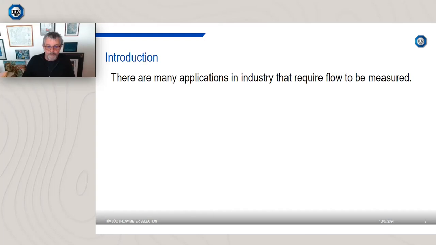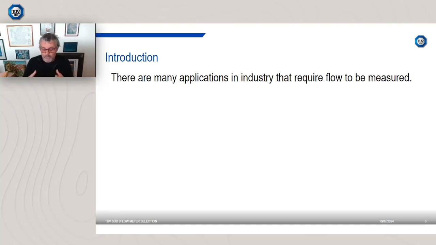So, as an introduction, there are many applications in many industries that require flow to be measured. Now, we commonly think of things like oil and gas or water, or, more contemporary, carbon dioxide and hydrogen as examples, ammonia, fuel measurements. But there's also other things: beer in a beer factory, paint in a paint factory, cooling water to some sort of reactor.